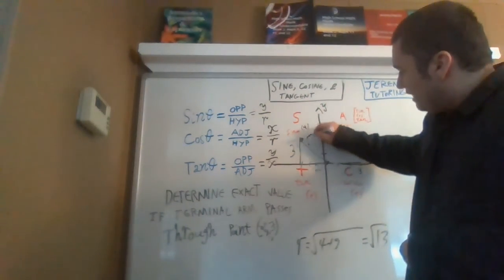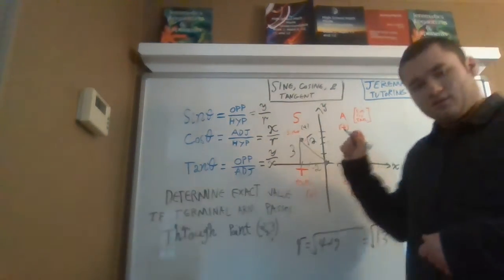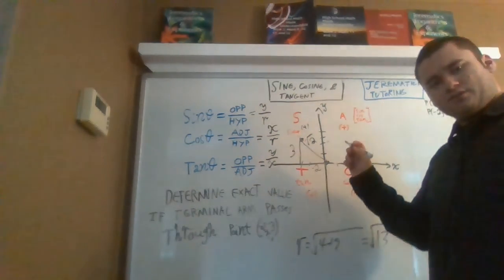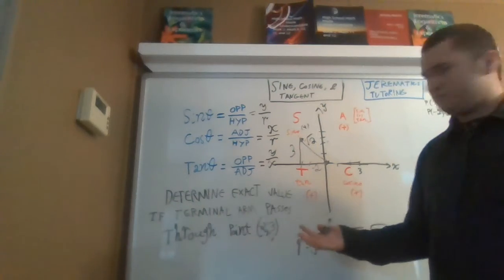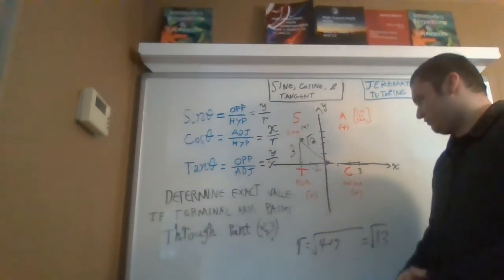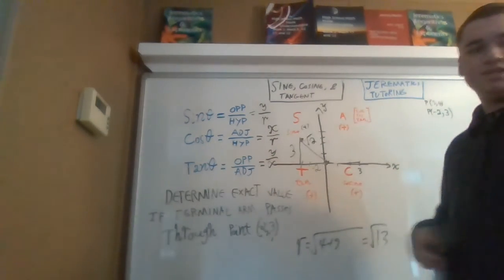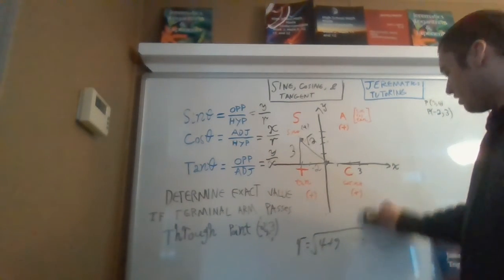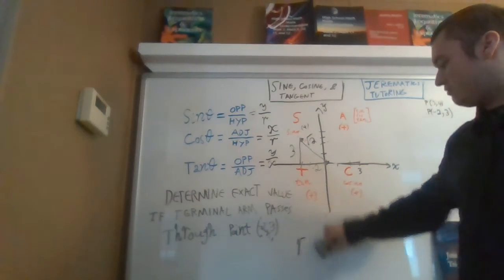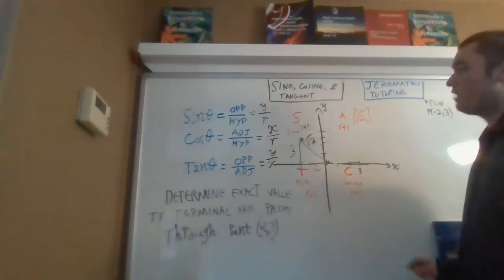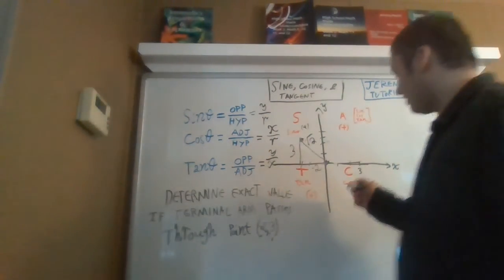Now we got negative 2 as our x, 3 as our y, and square root of 13 as our hypotenuse. Well, what do we do with this? What we do is what we did in the last example. We plug in our y's, our x's, and our r's into our trigonometric ratio formulas, and we'll get our exact values for sine, cosine, and tangent.